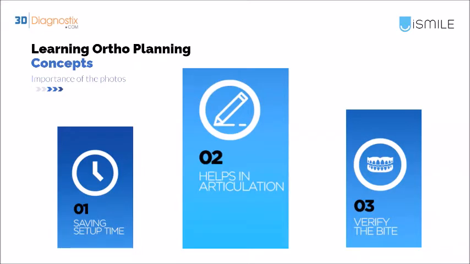Number two, it helps in the articulation of the models. We need to look at the pictures while we are manipulating the STLs and the models on our planning software and look from each side to make sure that we are settling the models in the correct articulation. And last but not least, to verify the bite of the patient, just to make sure that the articulation that we did manually using our software is actually the patient's bite.